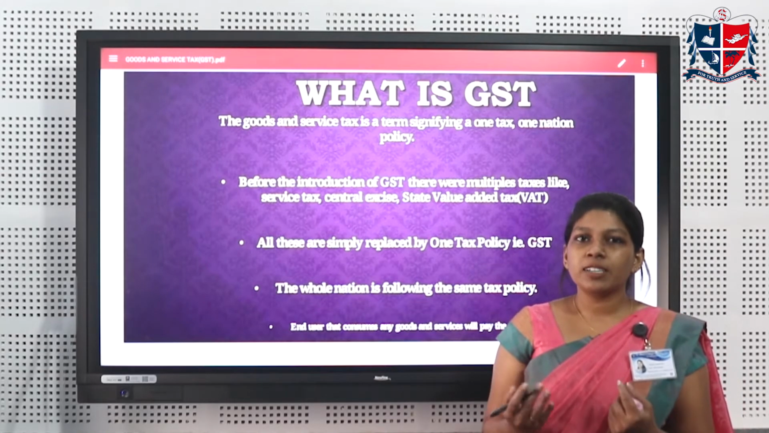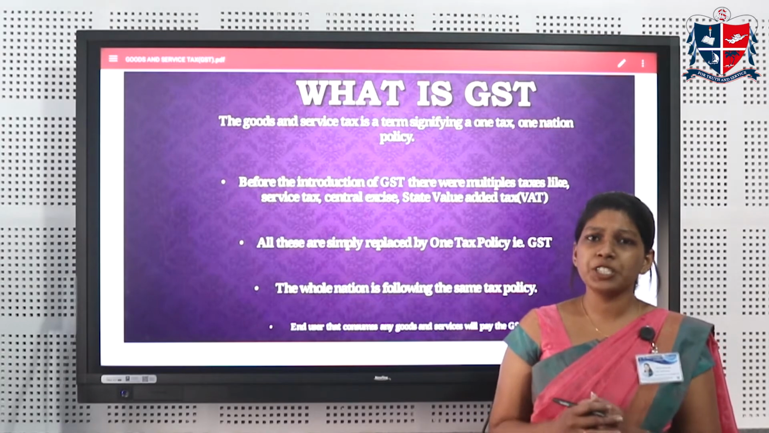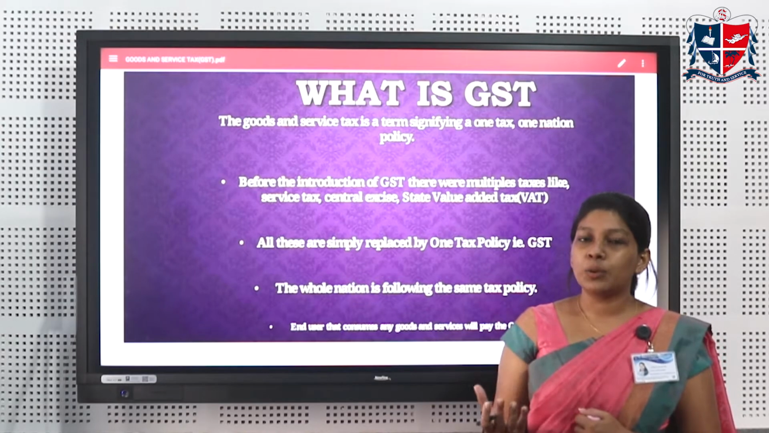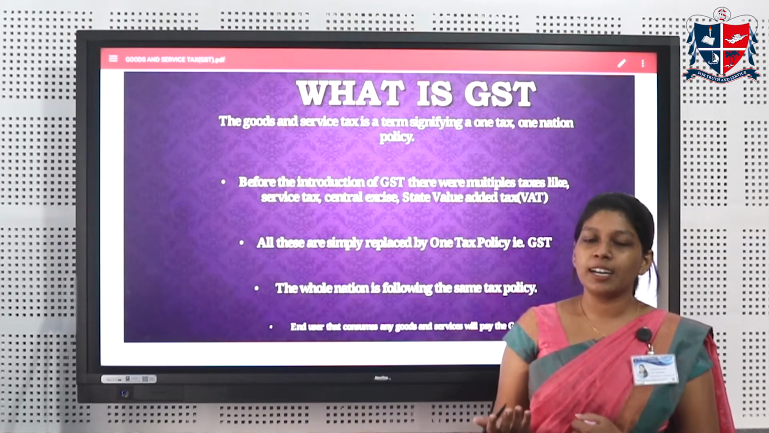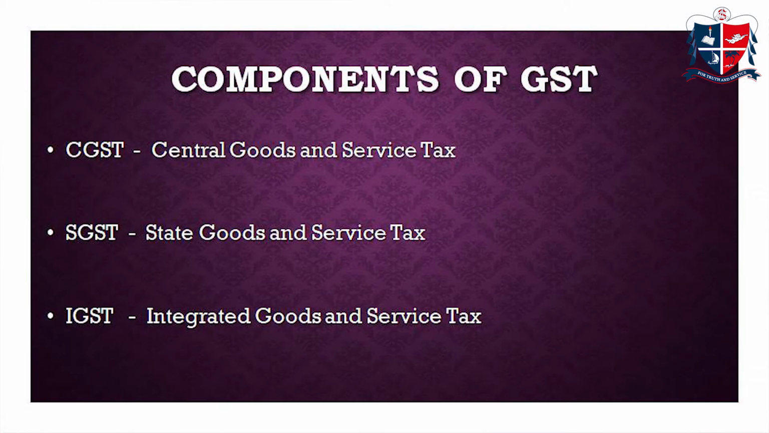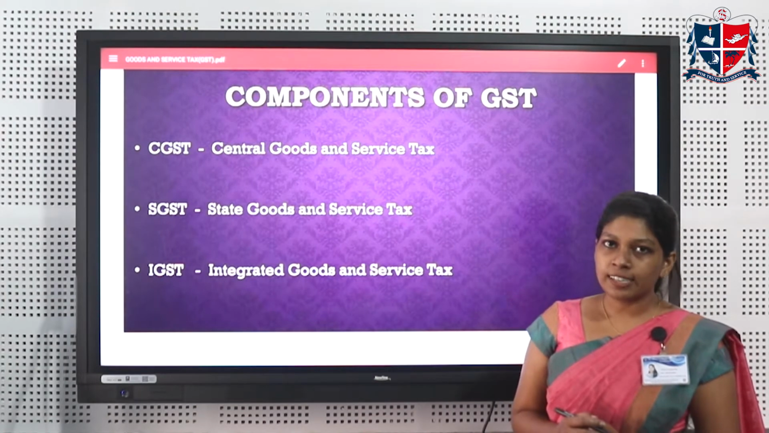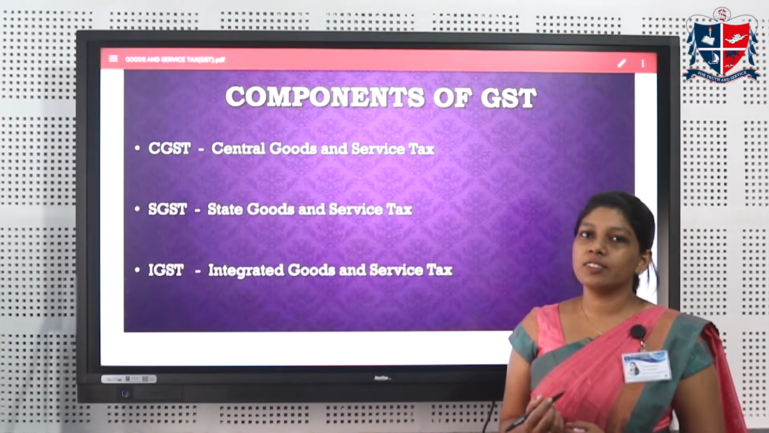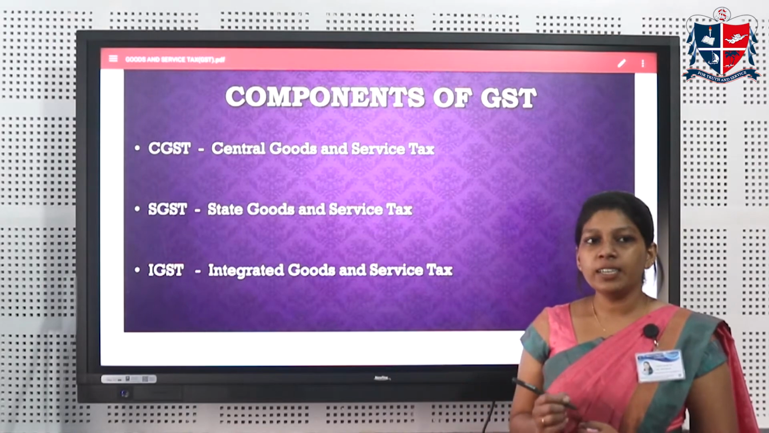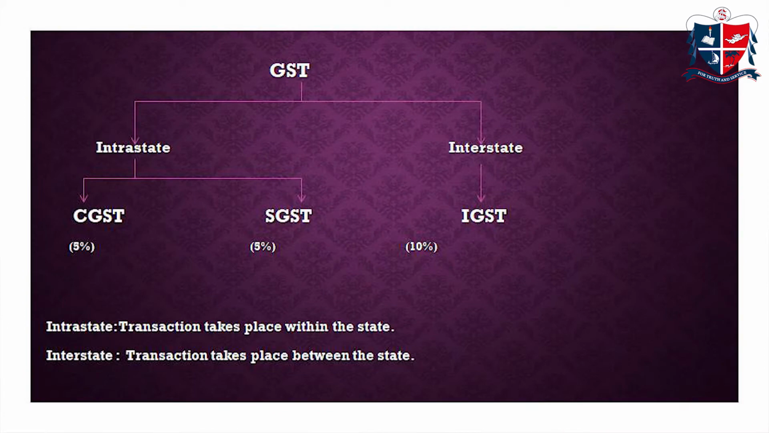And who are the parties liable to pay GST? All the end users, all the users who are consuming goods from the market, are liable to pay GST. Next is, what are the components of GST? There are three components for GST. One is CGST, that is Central Goods and Service Tax, SGST, State Goods and Service Tax, and finally IGST, Integrated Goods and Service Tax. So let's see in detail when we have to pay CGST, SGST and IGST.